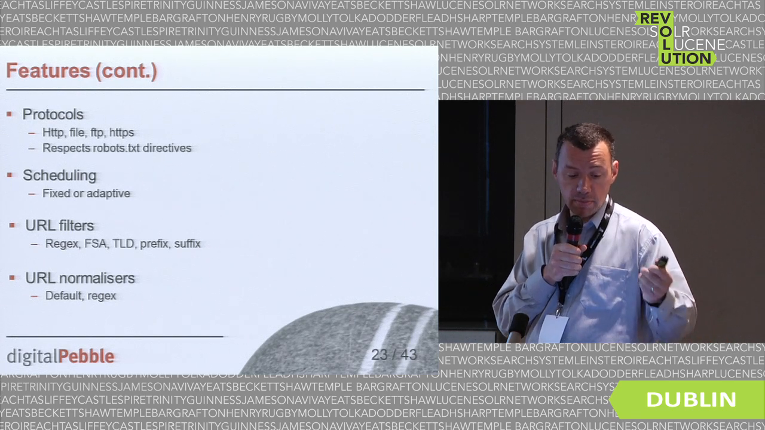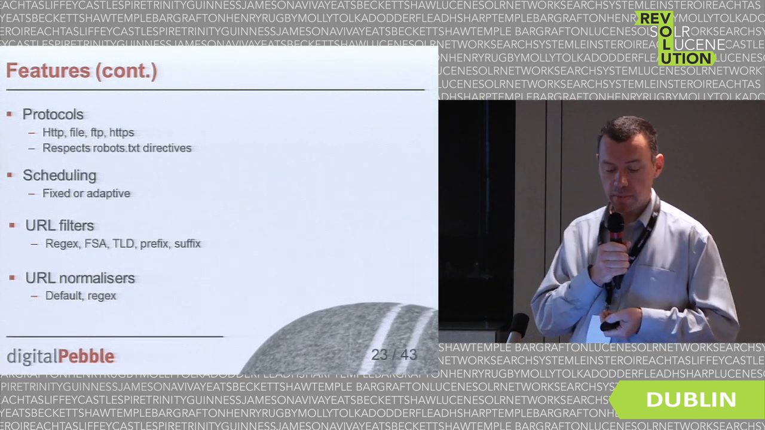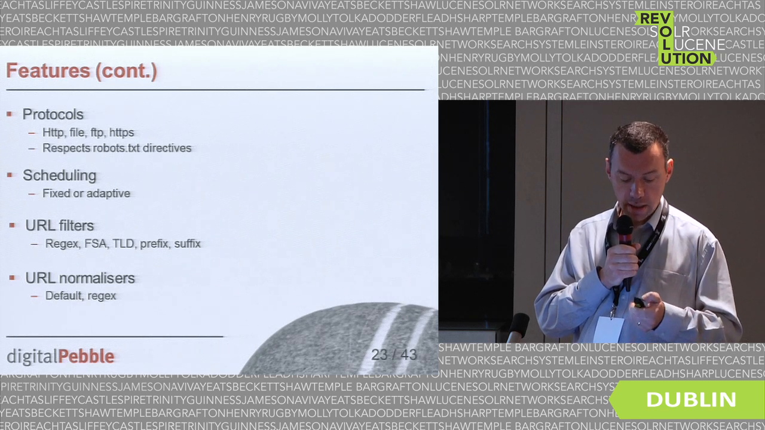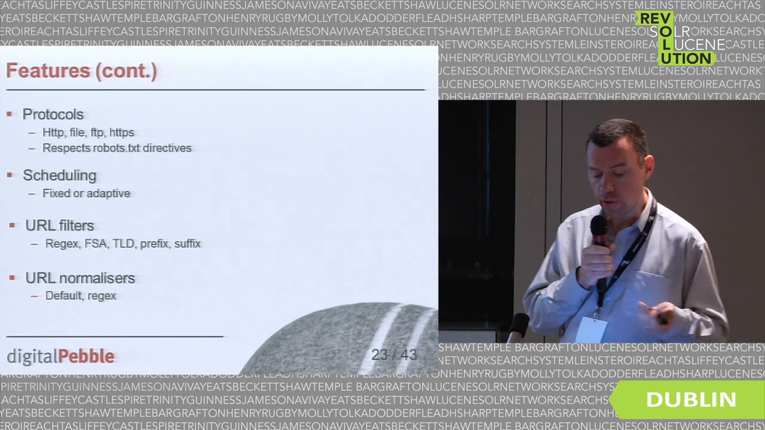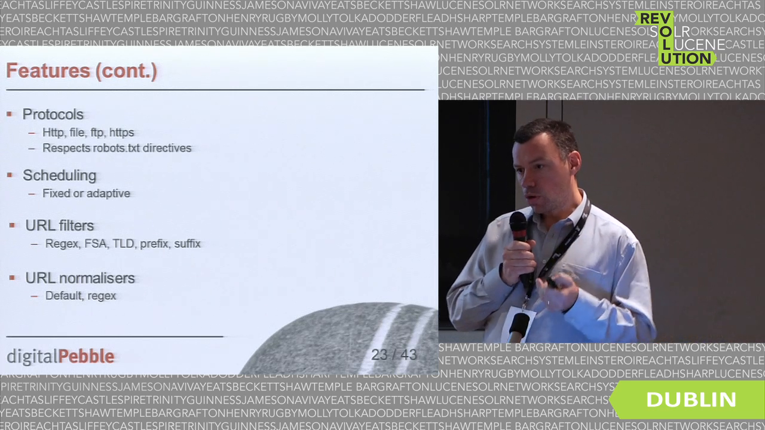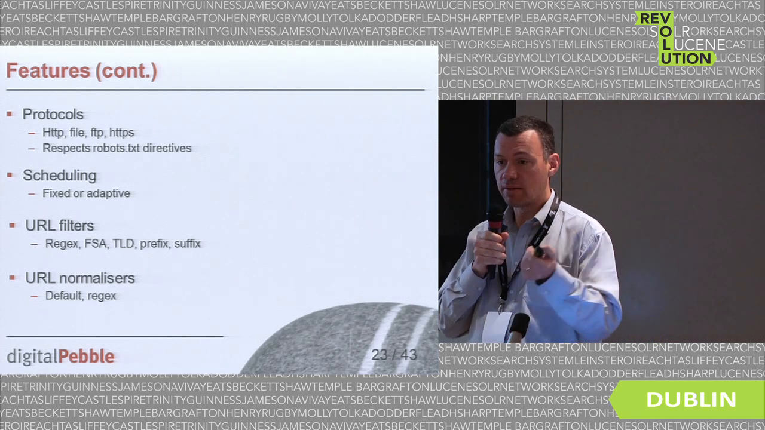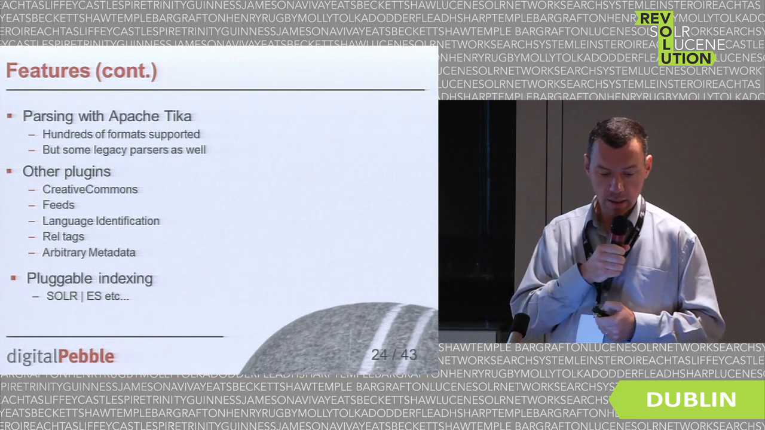We also have various URL filters based on regular expressions, finite state automata, or other things. And same for the normalization. We have ways of normalizing the URLs based on regular expressions. So it's basically just a text file that you can modify accordingly.